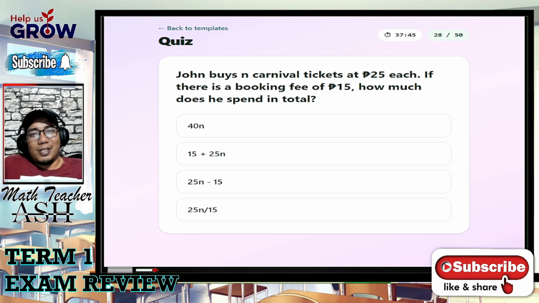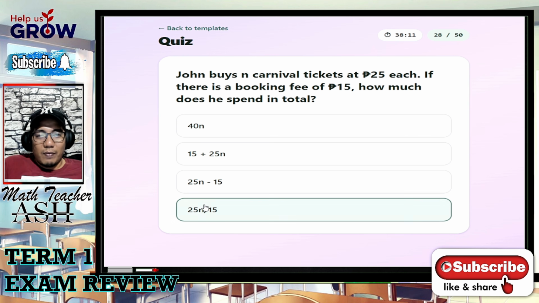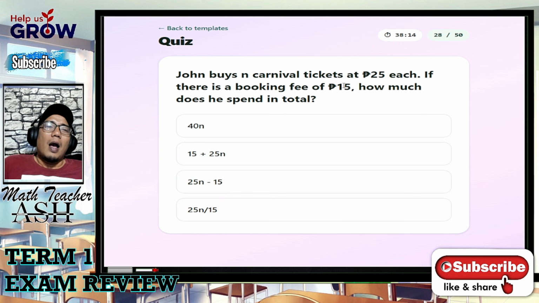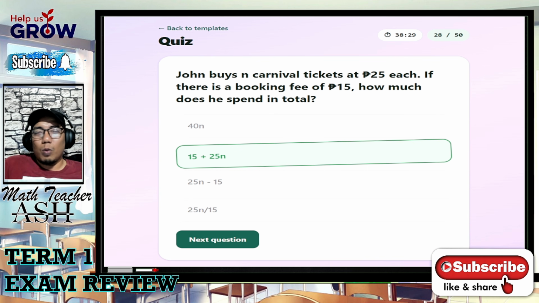Alright, my dear math learners. Now, as you can see here, the number of tickets depends on the n variable, right? So that is n, and the amount per ticket is 25 pesos. Whatever number of tickets you have, you always multiply it by 25. So that would be 25n. However, there is a booking fee of 15 pesos, so you add plus 15. So the correct answer would be this one, 15 plus 25n. Let's check whether we are correct. Easy, right? So I hope you got that one, my dear math learners.